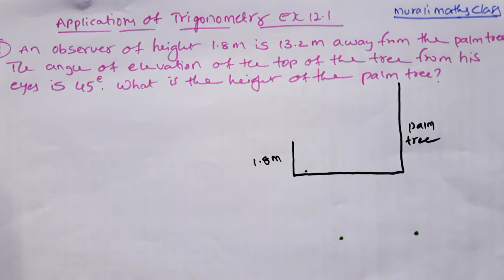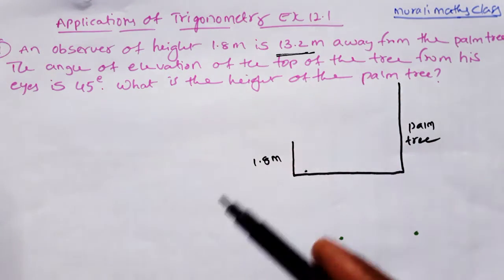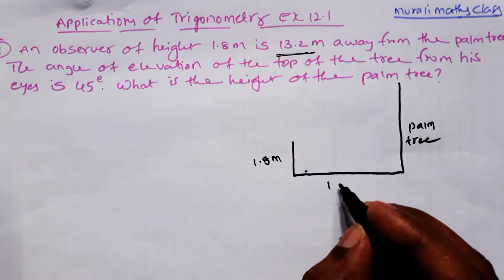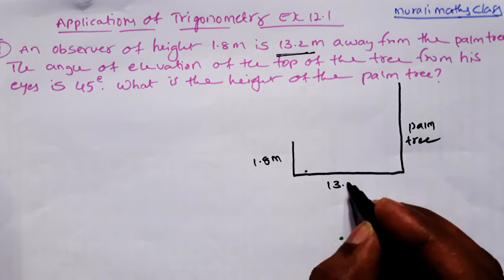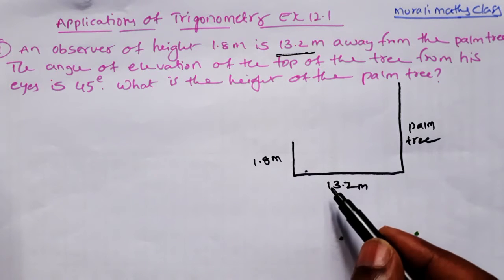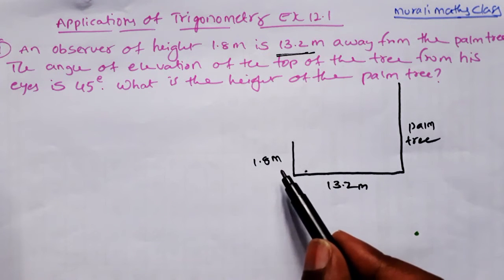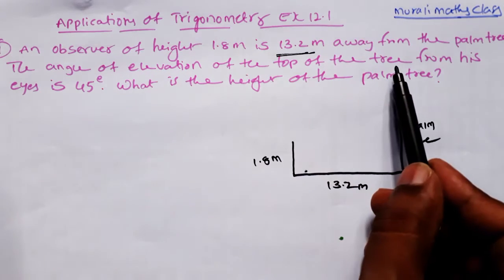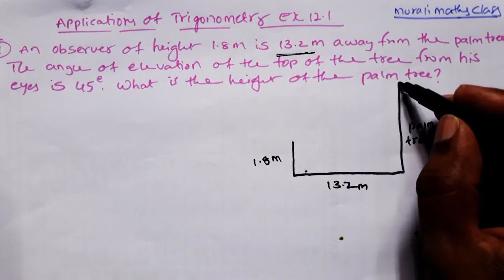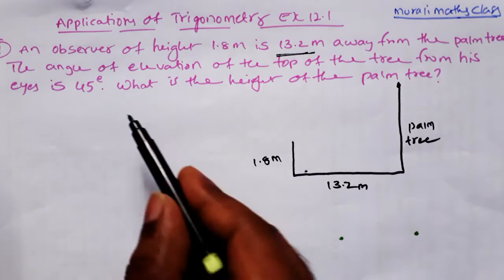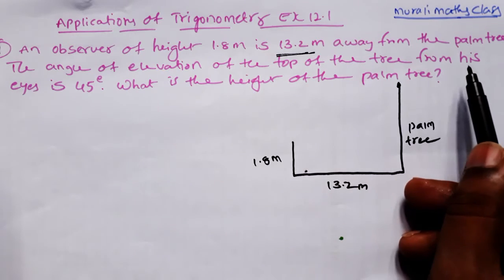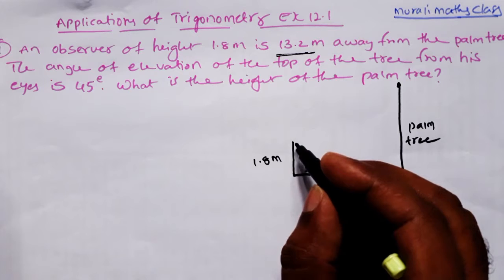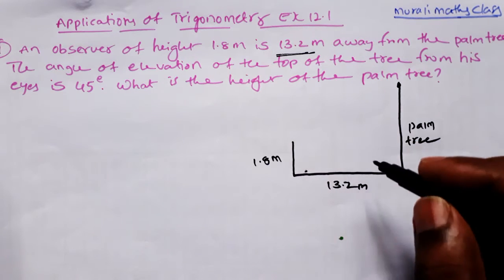Okay. Now what is this 13.2? That is the distance from this person to the palm tree. 13.2 meters is the distance from this person to the tree. Okay, next. The angle of elevation of the top of the tree. Top of the tree means this one. The angle of elevation of the top of the tree from his eyes is 45 degrees. The person is standing here, no? From his eyes, the angle of elevation.